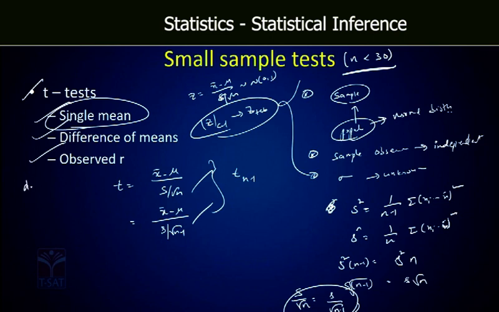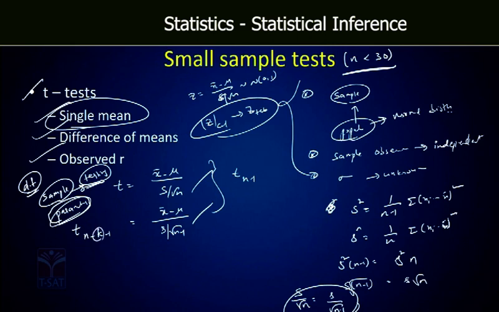Now what are these degrees of freedom? Whenever you are estimating parameters, the test statistic will follow a t distribution with n minus k minus 1 degrees of freedom, where k is the number of parameters we are estimating. But in this test we are not estimating any parameters, so t with n minus 1 degrees of freedom.